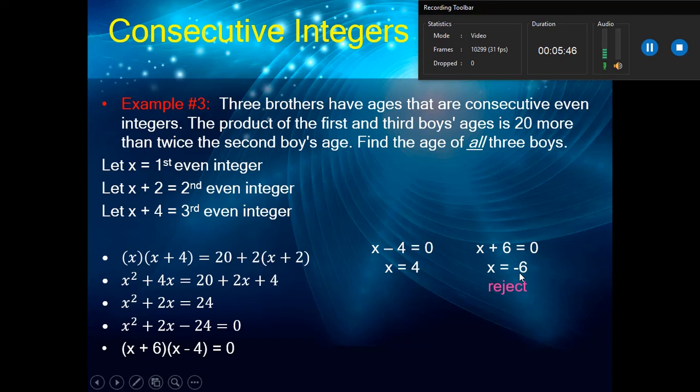I have a second root at x equals negative 6. Now it is an even integer. However, the problem says that these boys are having their ages represented by our let statements. You cannot have an age that's negative. So we're going to reject the negative 6 as a solution. And then we're going to go ahead and write a conclusion. So the boys' ages are 4, 6, and 8 years old.